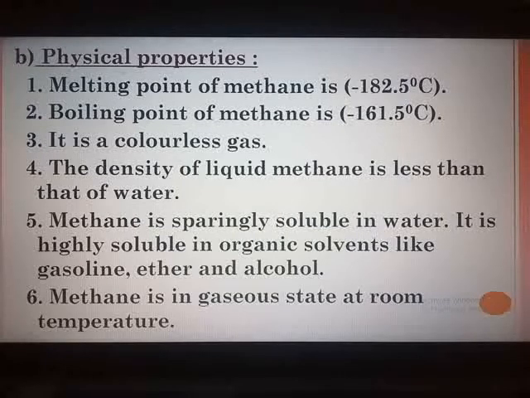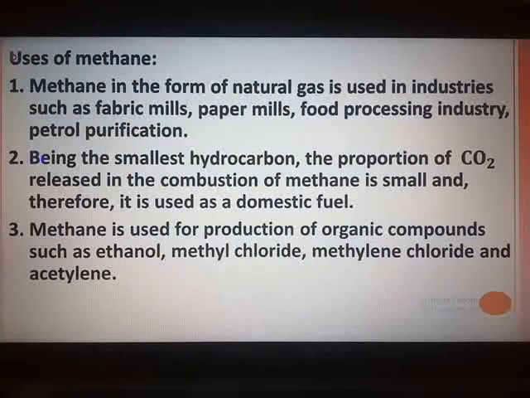Then we had seen about its chemical properties, how it is highly inflammable, and about the chlorination property. Last, very simple, is the uses of methane. It is used in the form of natural gas in different industries.